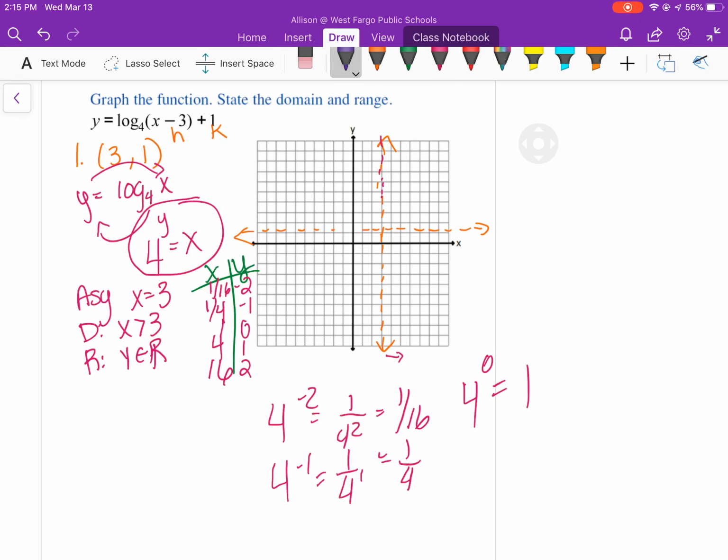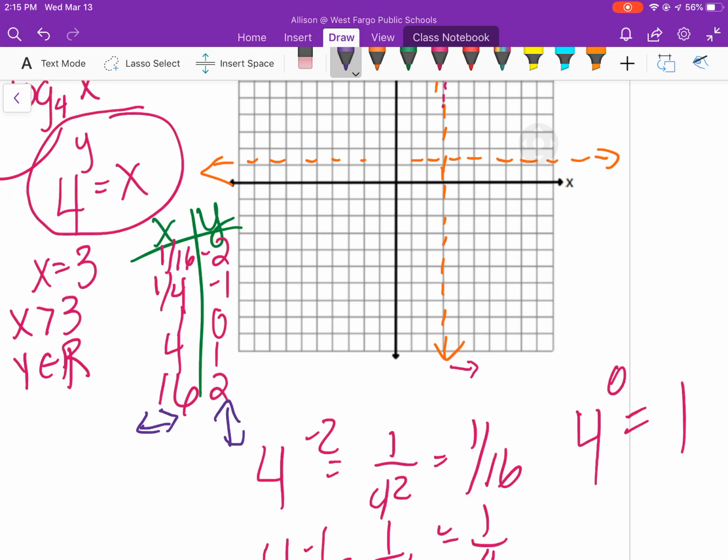I am still graphing xy points, so going over 1/16 and up and down these ones. So I am still graphing x and y points, but remember you're graphing from the shifted value right here. So over 1/16 down 2 is my first ordered pair, so I go over just a little bit and down 2. And then over 1/4 down negative 1, over to the right 1 up 0, over to the right 4 up 1, and to the right 16 up 2 is not going to fit on my graph.